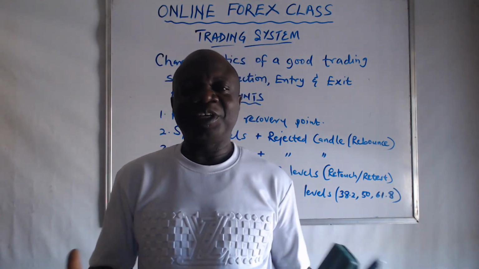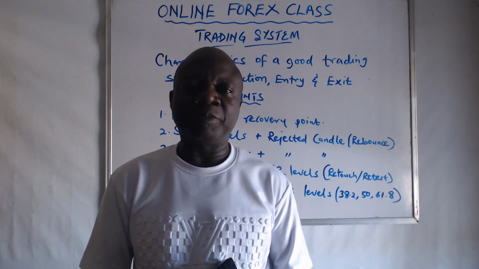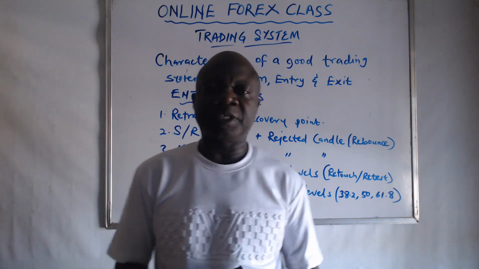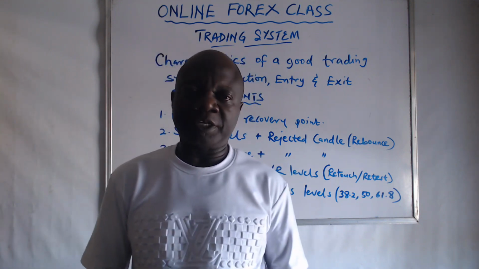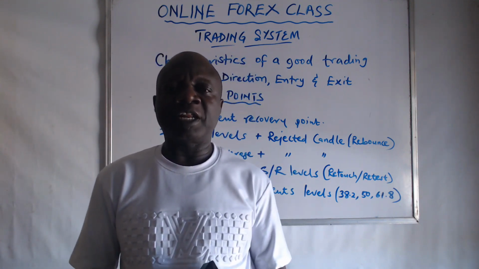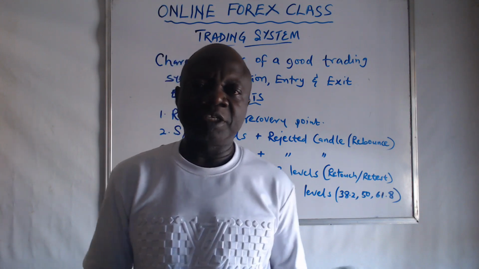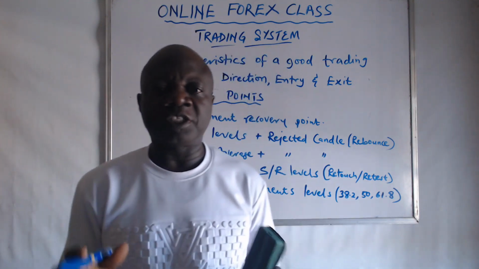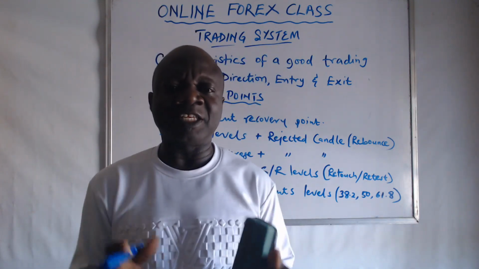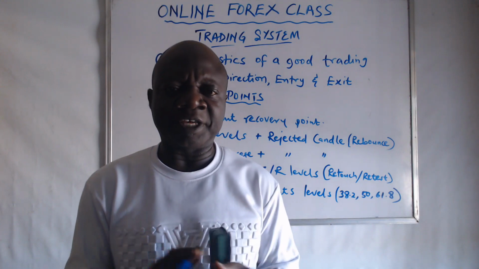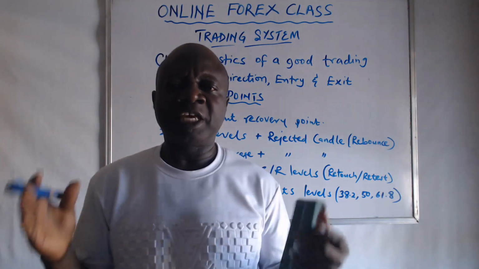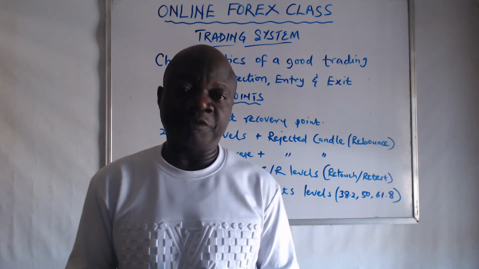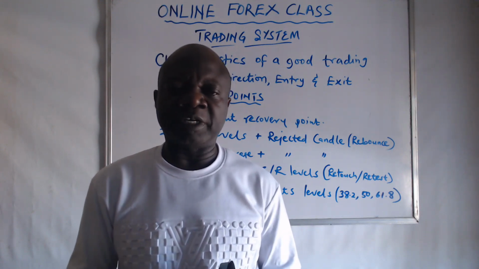Last time we talked about trading systems. That was our previous tutorial here. We talked about the characteristics of a good trading system, and we actually touched on three areas, which are direction, entry, and exit. So in the previous video, we learned about direction.